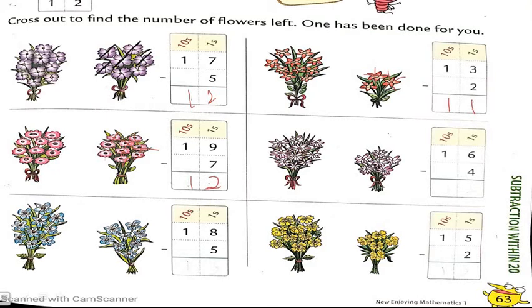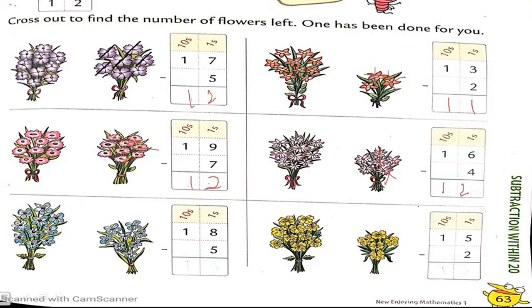Okay, now next is 16 minus 4. What should we do? First of all, cut 4 from these given flowers. 1, 2, 3 and 4. Now let's count the remaining flowers. 1, 2, 3, 4, 5, 6, 7, 8, 9, 10, 11 and 12. How many are remaining there? 12.